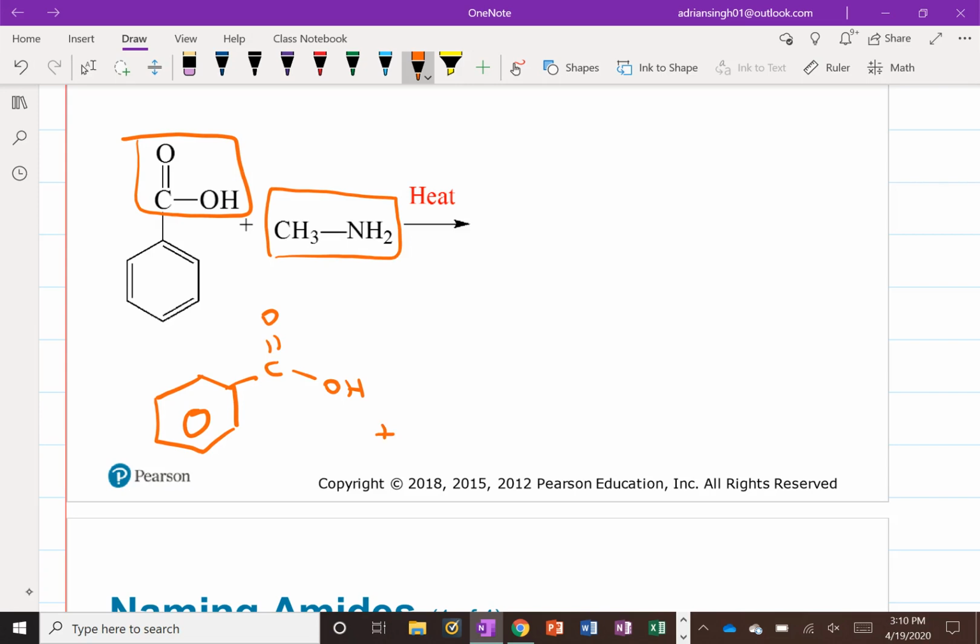and I'm going to react that now with, I'm going to just redraw my amine, so I have an N connected to a CH3, and then I also have two hydrogens attached to that nitrogen, right? So I've redrawn it in a way that makes a little bit more sense visually, and now I can apply the same things that I saw previously. So my H and OH, they're going to combine.